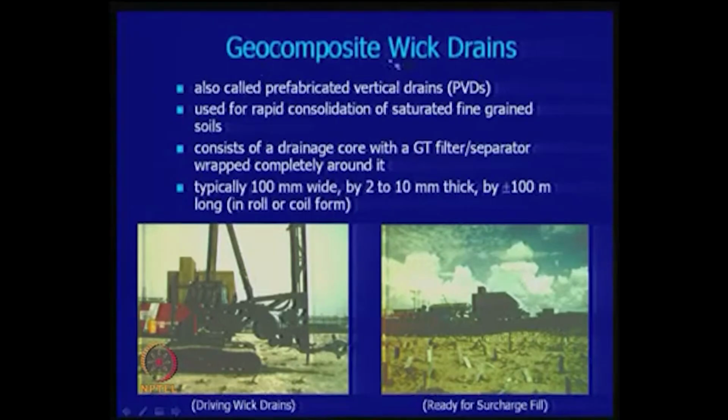This we have seen, geocomposite drains. They are also called prefabricated vertical drains. They allow rapid consolidation of the saturated fine grained soils, and they consist of a drain core, as I showed you, and also the filter. They are just 100 mm wide, and the thickness is also very small, and you can see that they are all small materials. You have a mechanism to drive the PVDs, and these are all the PVDs.